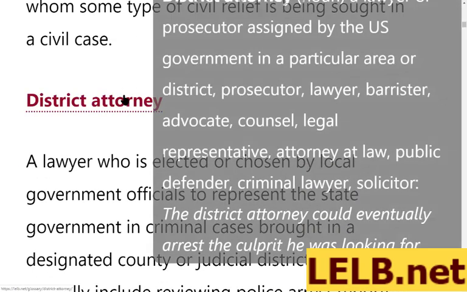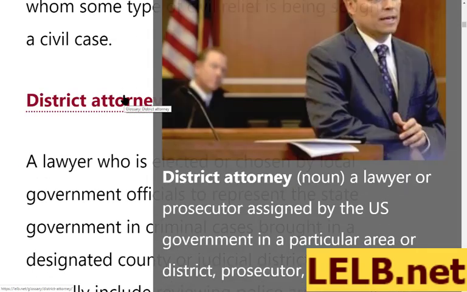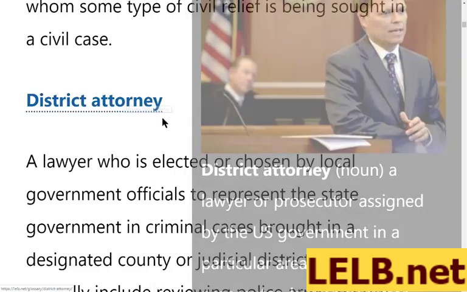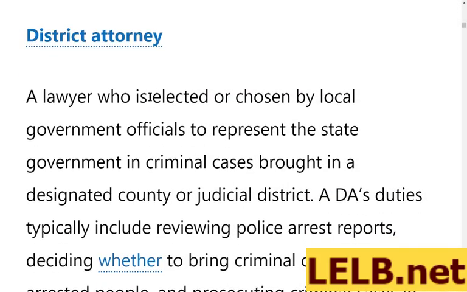District attorney. A district attorney is a lawyer or prosecutor assigned by the U.S. government in a particular area or district. A lawyer who is elected or chosen by local government officials to represent the state government in criminal cases brought in a designated country or judicial district.